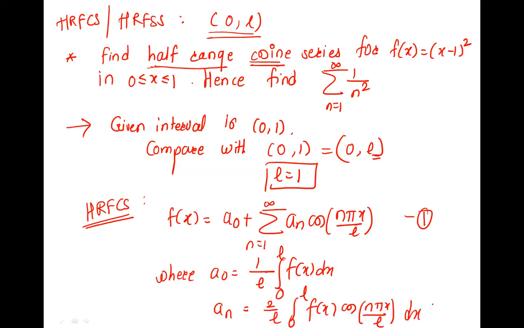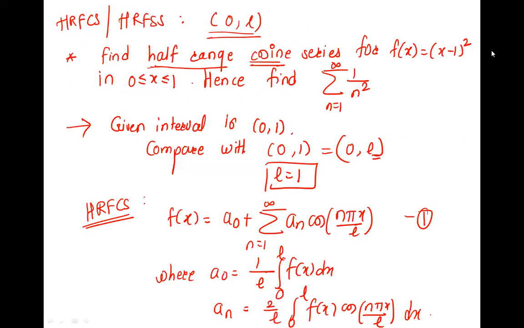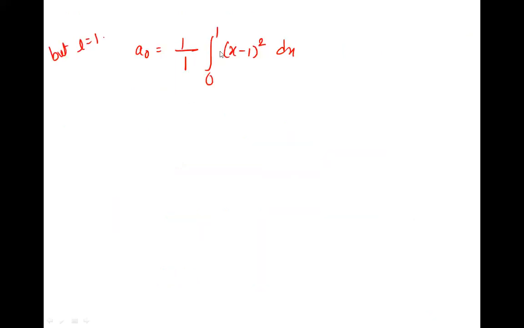Okay, find A naught. But L is 1. So therefore A naught is 1 upon L, which is 1, integration 0 to 1, f of x. What is the function in 0 to 1? x minus 1 bracket square. It is given, x minus 1 square dx. Here the function is x minus 1 square on 0 to 1, so you are taking it on 0 to 1. So the whole function is this. Find the answer.